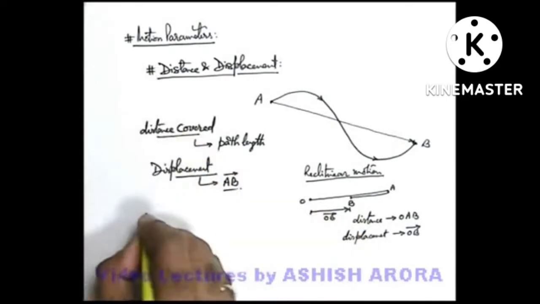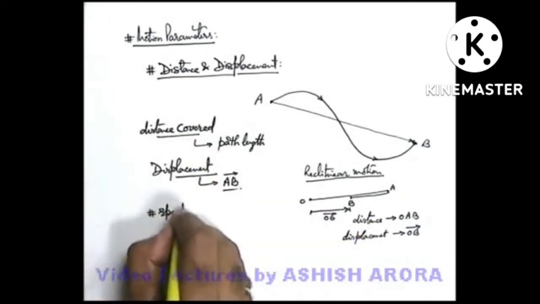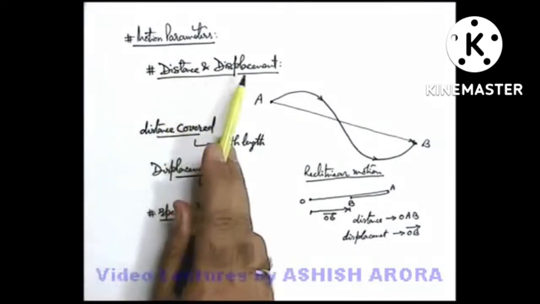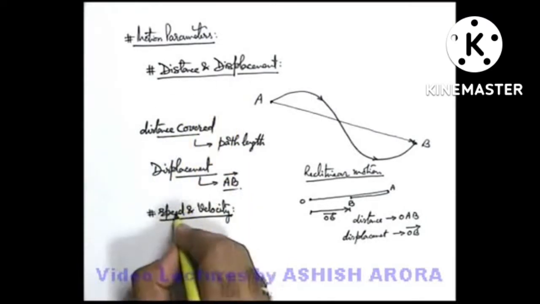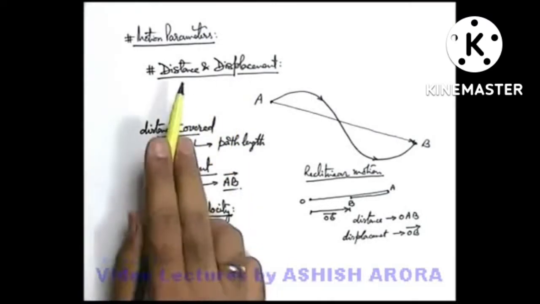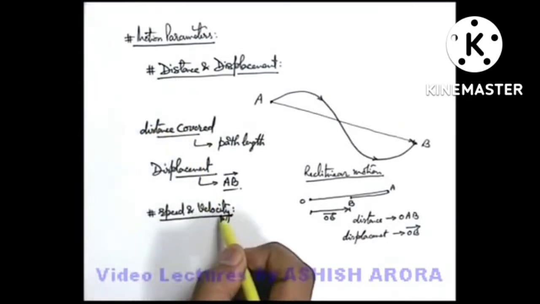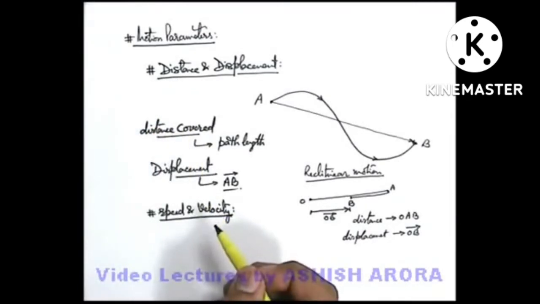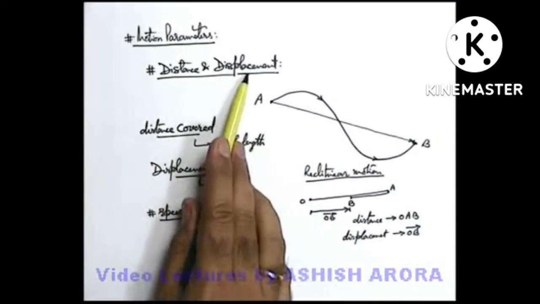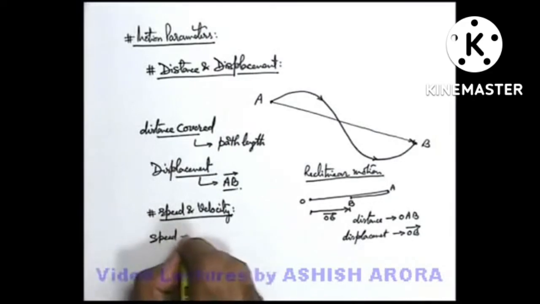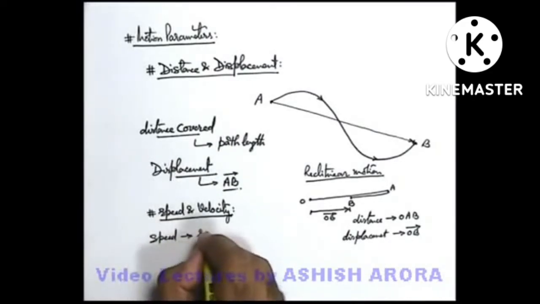Now the second point, if we talk about the motion parameters, is speed and velocity. Speed and velocity are exactly related to the phenomena which we have studied in distance and displacement. When we talk about speed, it is a scalar quantity and it is measured by calculating the distance traveled by the body in a given time duration. And velocity is a vector quantity which is measured by calculating the displacement covered by the body in a given duration.